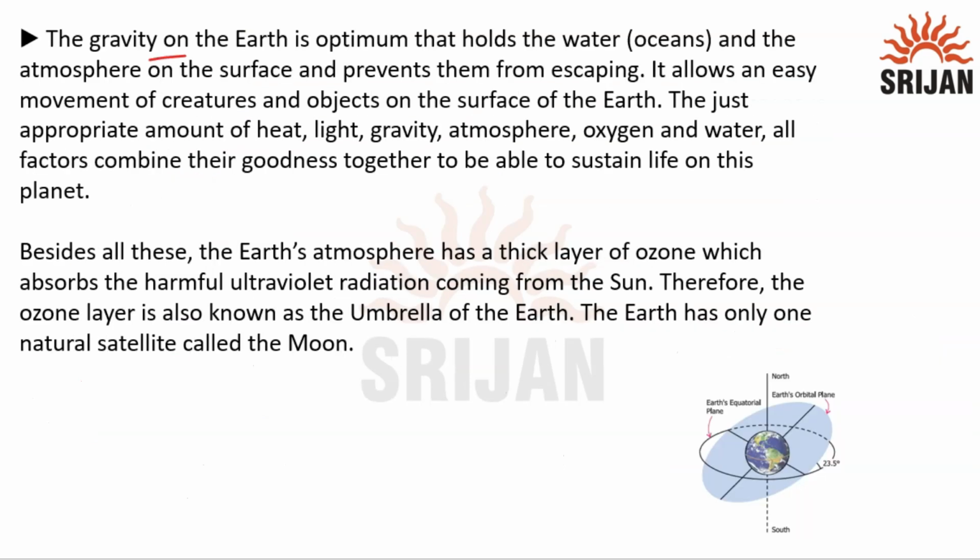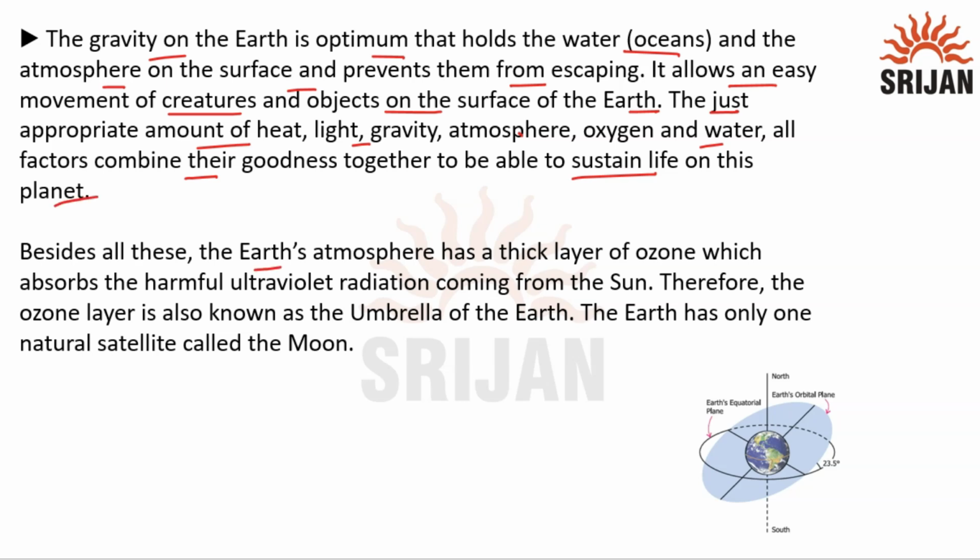Next, the gravity on the Earth is optimum, which holds the water, oceans, and the atmosphere on the surface and prevents them from escaping. So it allows easy movement of creatures and objects on the surface of the Earth, as we can move freely. The appropriate amount of heat, light, gravity, atmosphere, oxygen, and water: these all factors combine in order to sustain life on this planet.